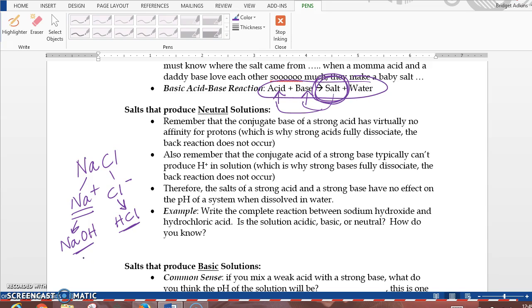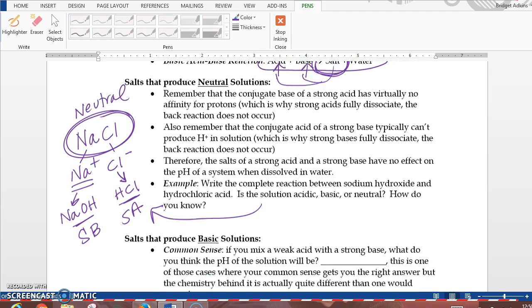So if I think about NaOH, that's a strong base, so Na+ really has no affinity to pick up a proton. And then if I look at HCl, that's a strong acid, so Cl- has no affinity to do that either. So your solution of NaCl would be neutral because there's no hydrolysis going on. And that's this example right up to the side.